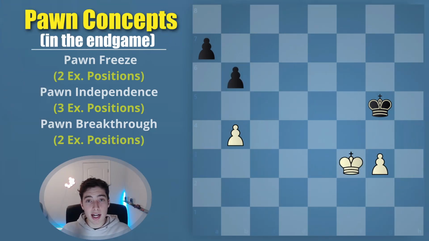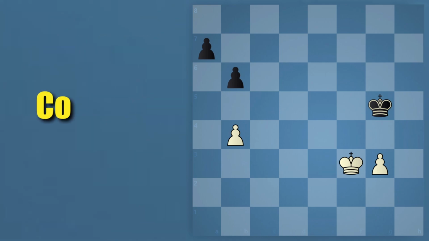I do want to emphasize that if you're already familiar with these concepts, they're going to seem very basic, but that's because these are the most basic fundamental concepts that will definitely elevate your chess if you're not familiar. And so this video might not be for those who are very comfortable already in pawn endgames. So let's begin already with pawn freeze.